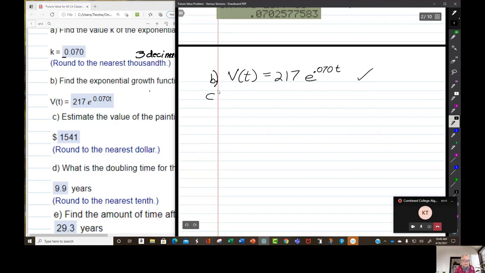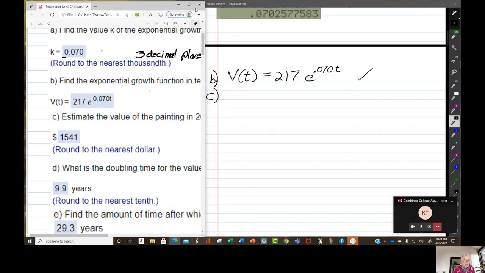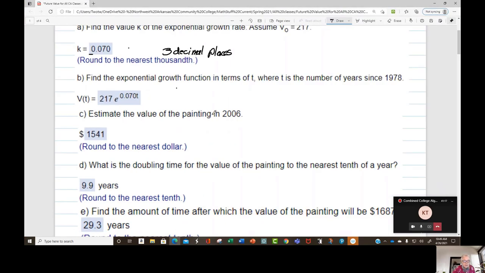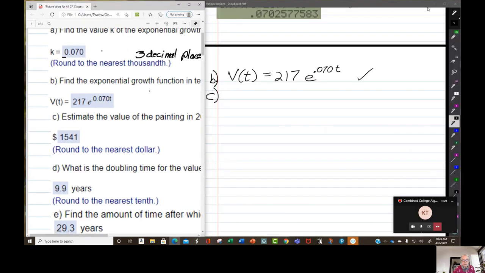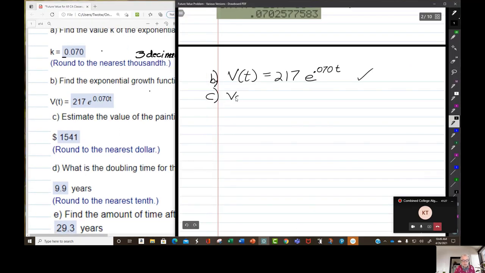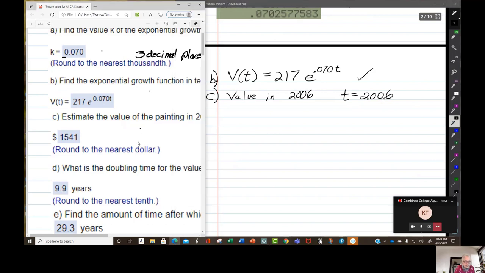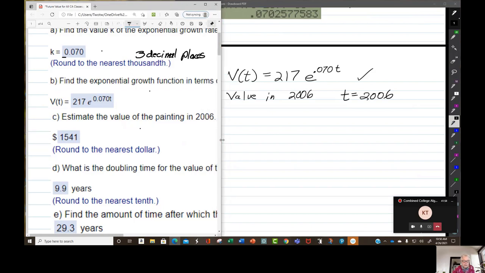Okay, now C. Estimate the value of the painting in 2006. All right, let's write that out because we're on a separate sheet of paper here. Value in 2006. We can do that. First, I have to find out what t is. t is going to be 2006. Let me make sure that's 2006. Yeah, it's 2006.